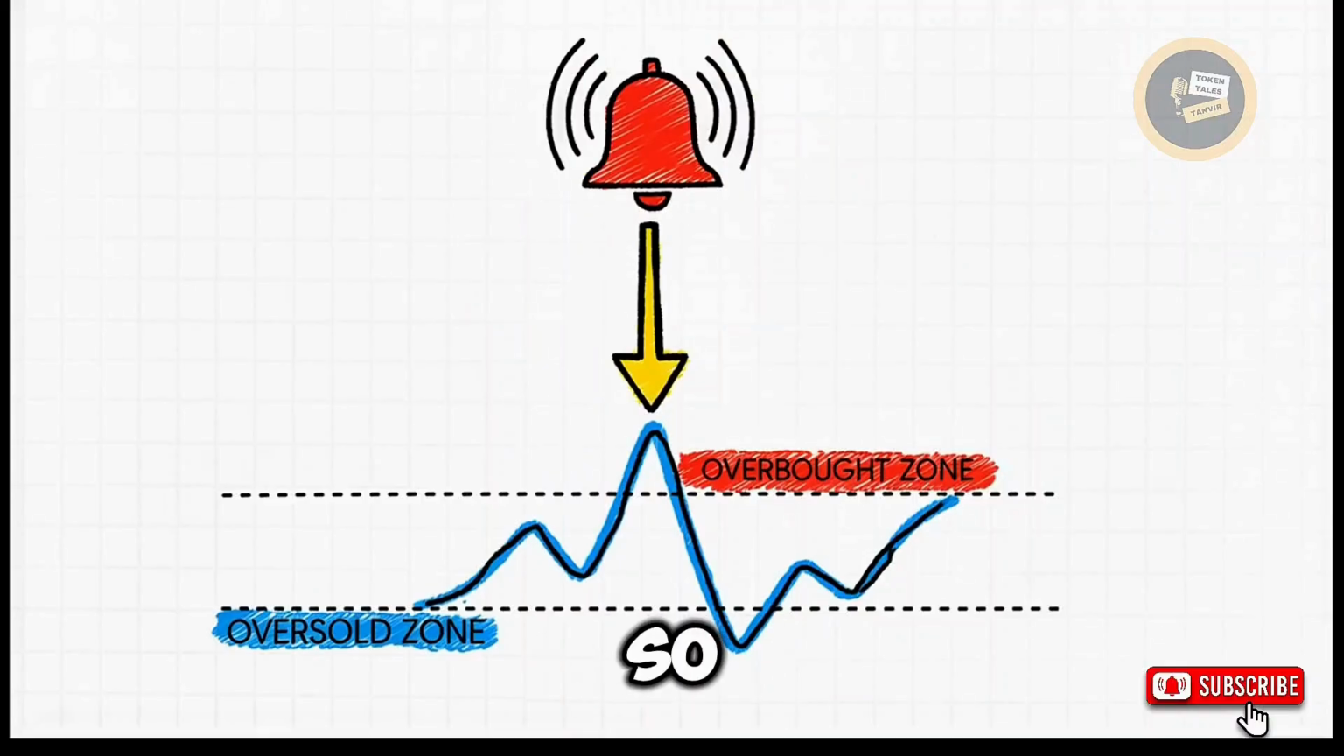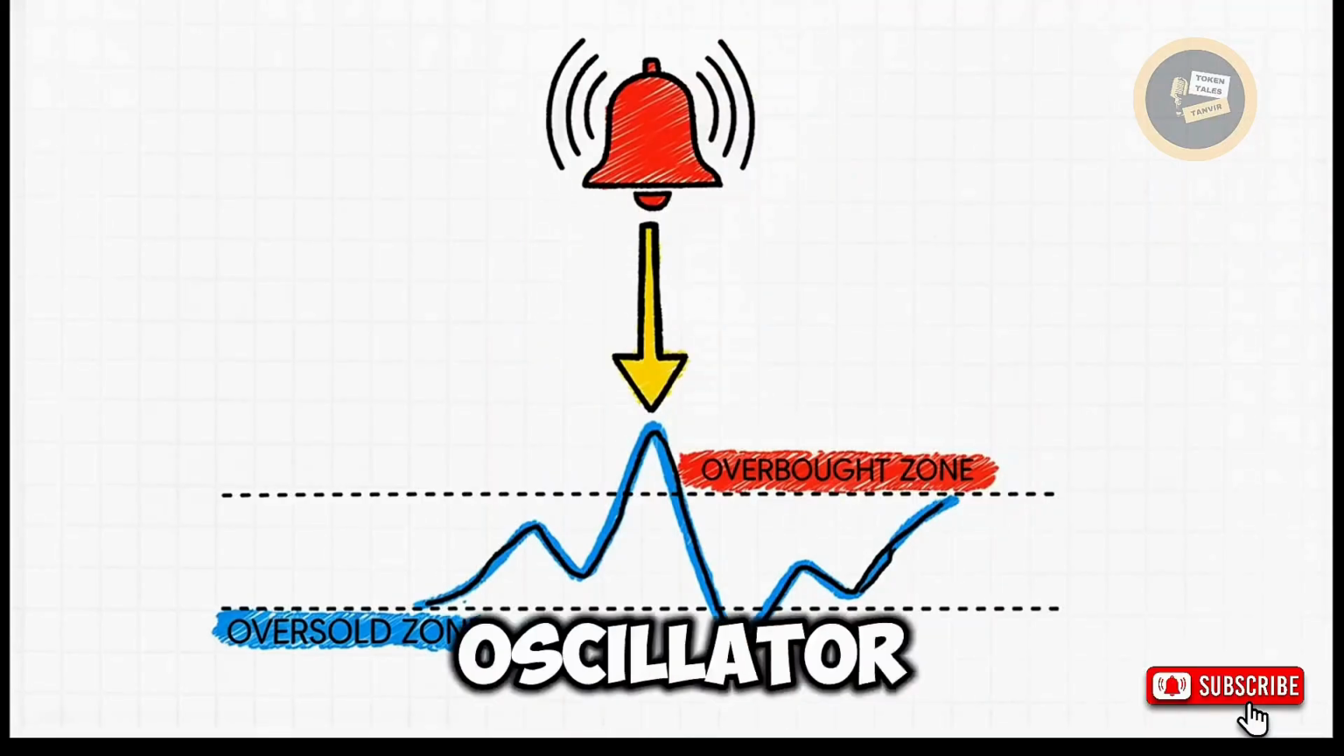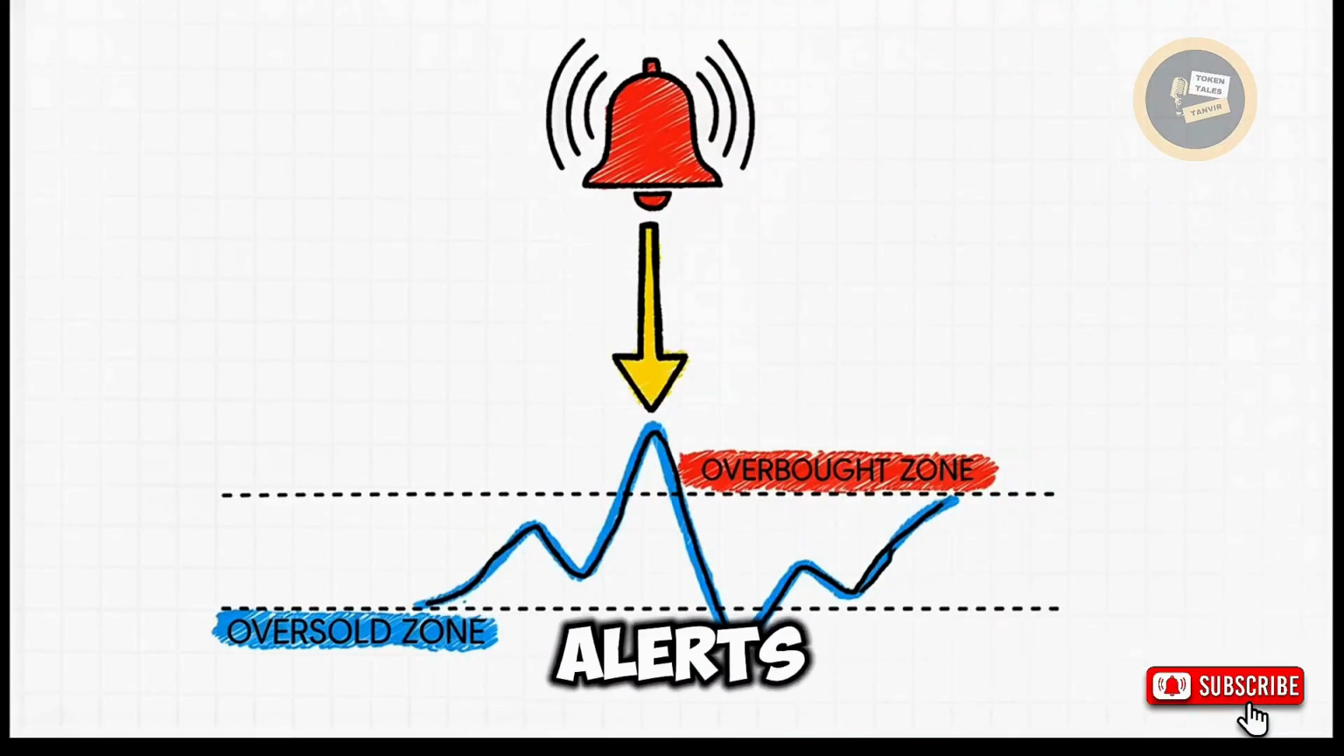Okay, so let's lock this in. When this oscillator fires off one of those alerts, we're going to call that our signal. It's the first trigger, right? It's the bell that rings, telling us, hey, conditions might be perfect for a reversal.